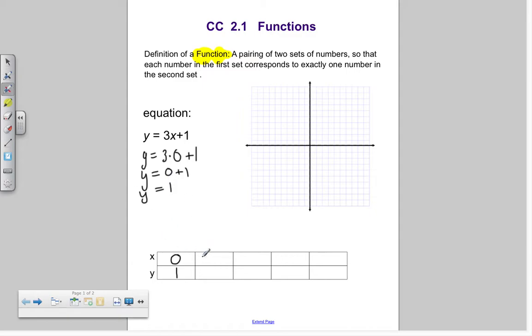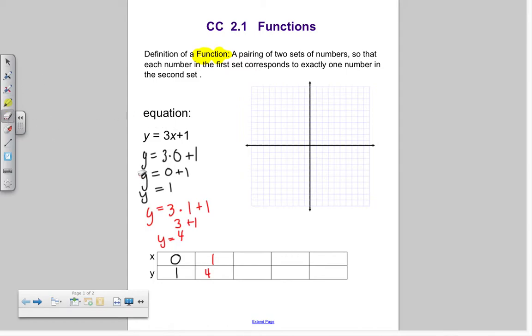Okay, my second pairing, let's choose something like 1. Another easy number to work with. So I do it again. y equals 3 times 1 plus 1. Instead of x, I used a 1. 3 times 1 is 3, plus 1 is 4. So y equals 4. So the combination here is 1, 4. This pair satisfies this equation. Okay, I hope that's making sense.